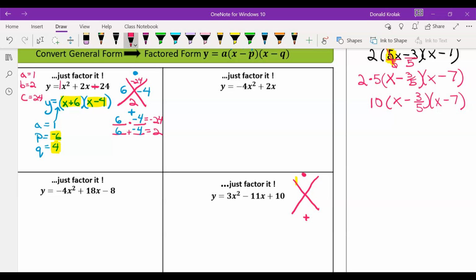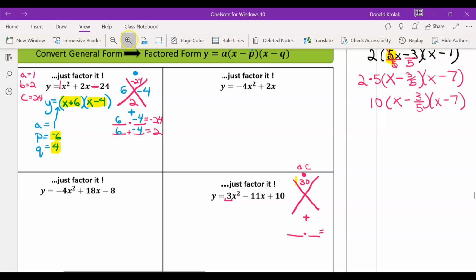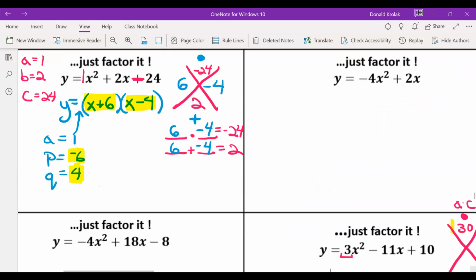So what do they have to multiply together to be? Anyone? It's not 10. Remember, this is A times C. 30. Because of this. So that's why this one requires a little bit more work on it.